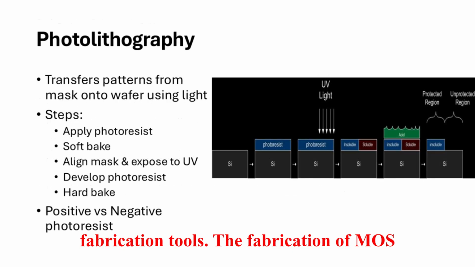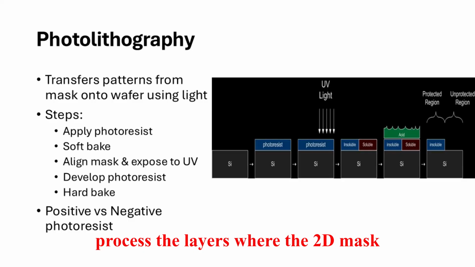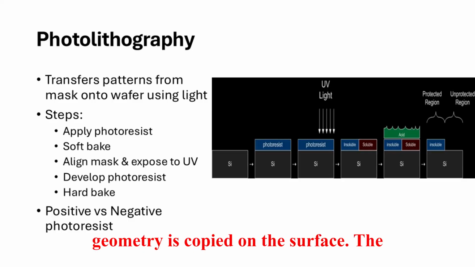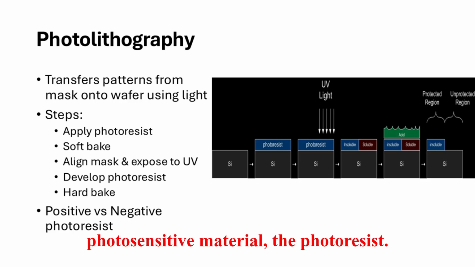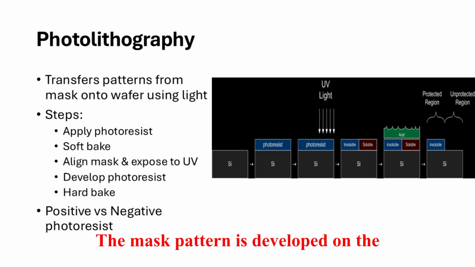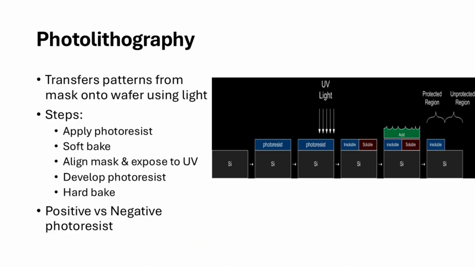The fabrication of MOS structure requires several chemical processing steps. Lithography. Lithography is used to selectively process the layers where the 2D mask geometry is copied on the surface. The surface of the wafer is coated with a photosensitive material, the photoresist. The mask pattern is developed on the photoresist with UV light exposure.